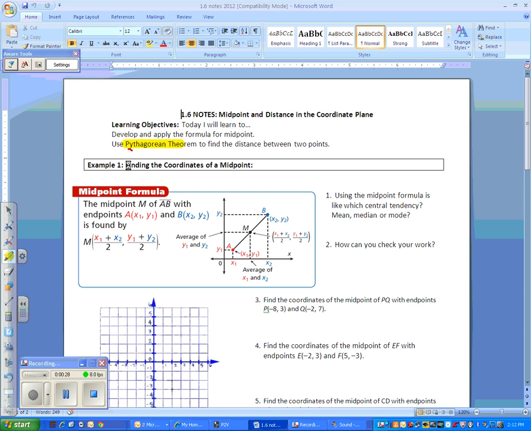Okay, the first thing we're going to do is find the coordinates of a midpoint, and that's kind of easy. This is what they give you in the book, which looks kind of complicated. So I want you to just write down a note to yourself that you just need to find the average.